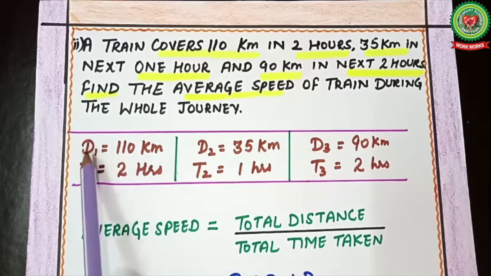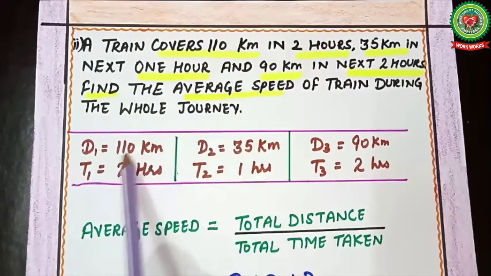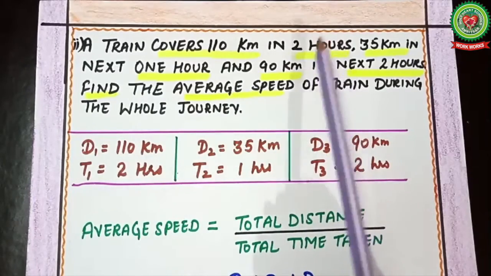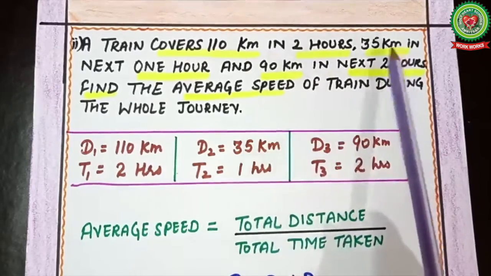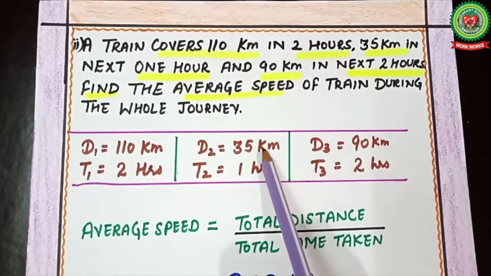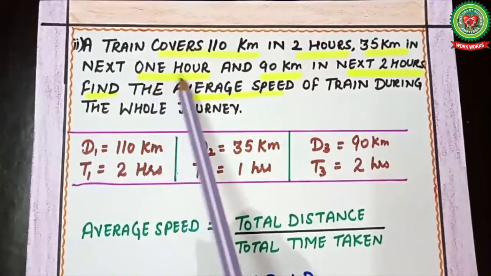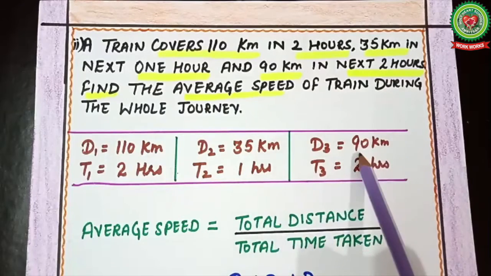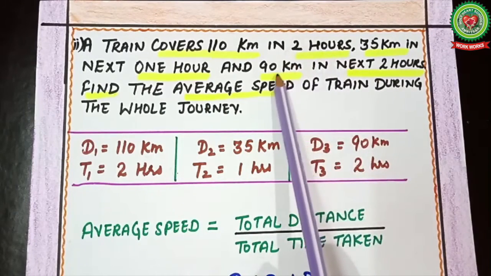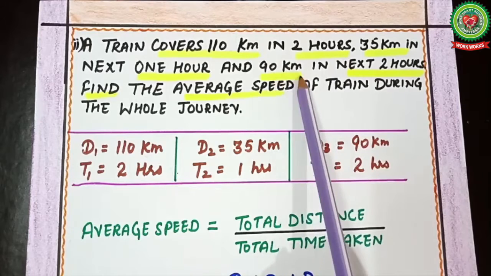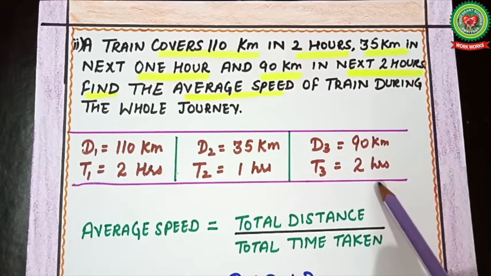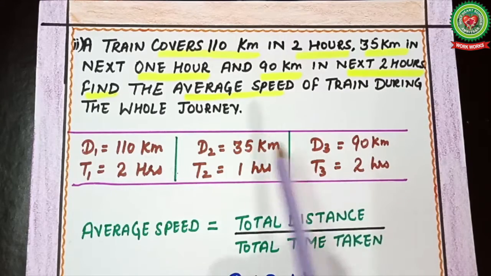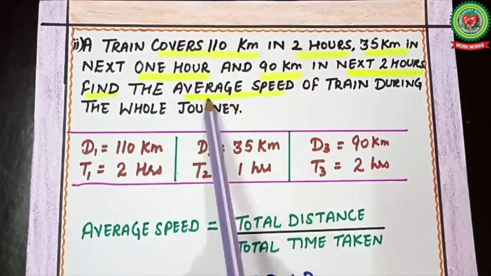So here we will write D1 as 110 kilometers and T1, that means time, will be equal to 2 hours. In the next partition you will write D2 equals 35 kilometers and T2 equals 1 hour. Next, D3 equals 90 kilometers and T3 equals 2 hours. Alright. Now what we have to find? We have to find the average speed.